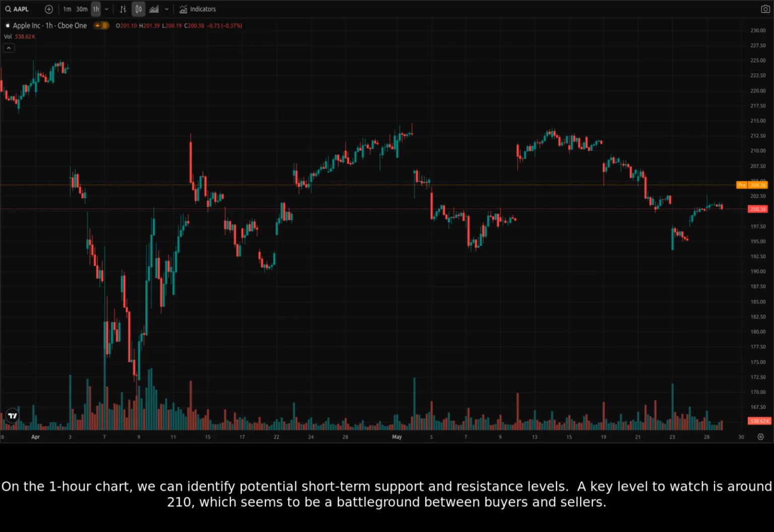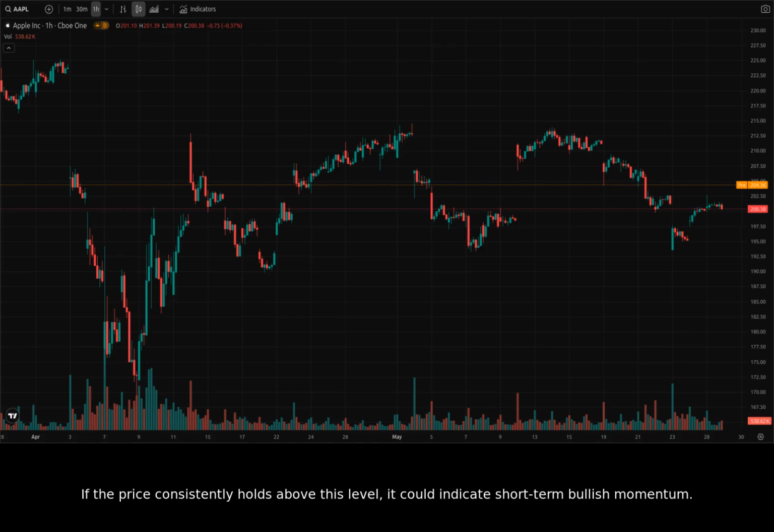A key level to watch is around 210, which seems to be a battleground between buyers and sellers. If the price consistently holds above this level, it could indicate short-term bullish momentum. However, frequent rejections at this level might suggest a short-term bearish pullback. It looks like it's had a very hard time in general breaching above 212 for a sustained period of time.